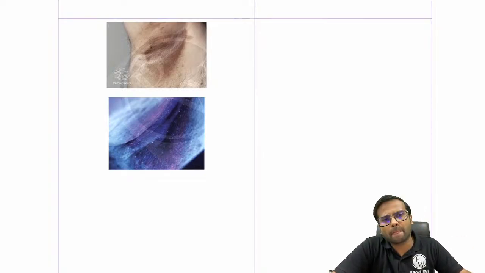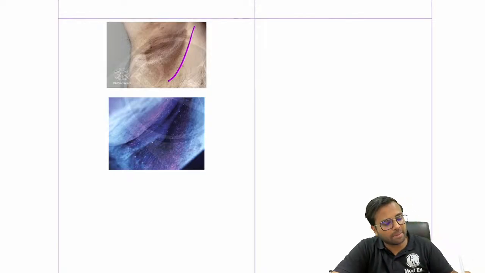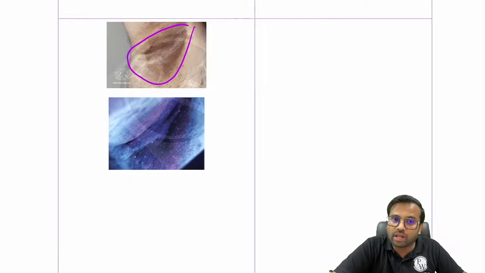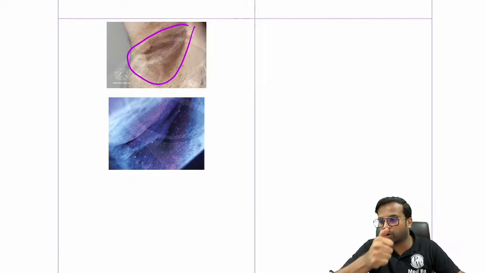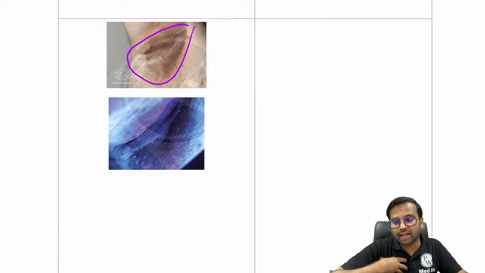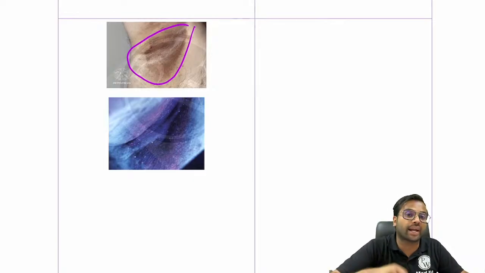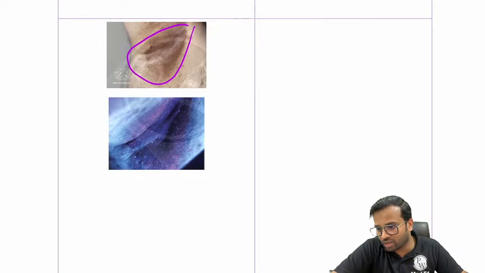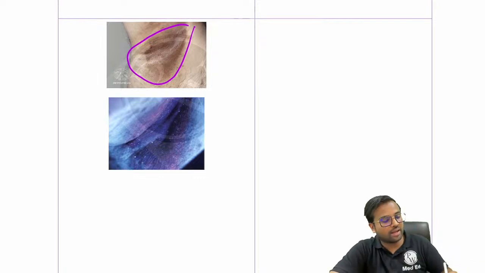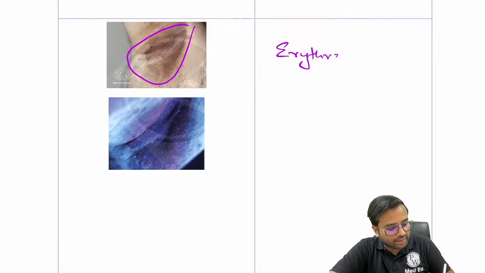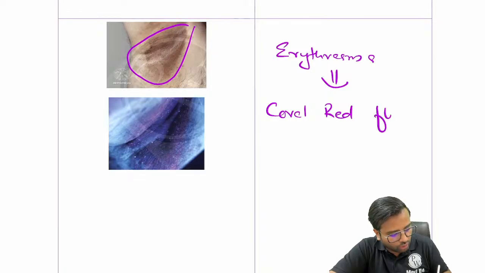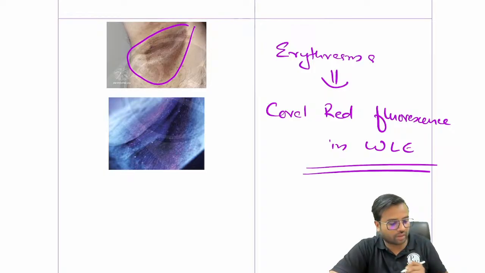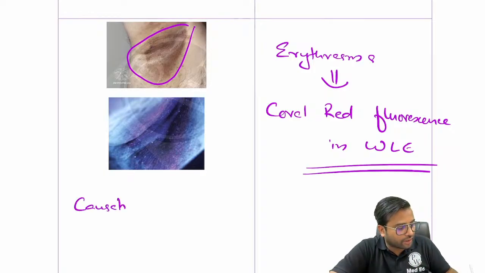So moving to another part. There is a patient who is coming to you who says that there is a hyperpigmentation over the axilla, and when we turn on a Wood's lamp over the lesion, you can see that that area of the skin has turned red in color. Not hidradenitis suppurativa. This is going to be erythrasma. Okay, in erythrasma, you get coral red fluorescence on Wood's lamp examination.